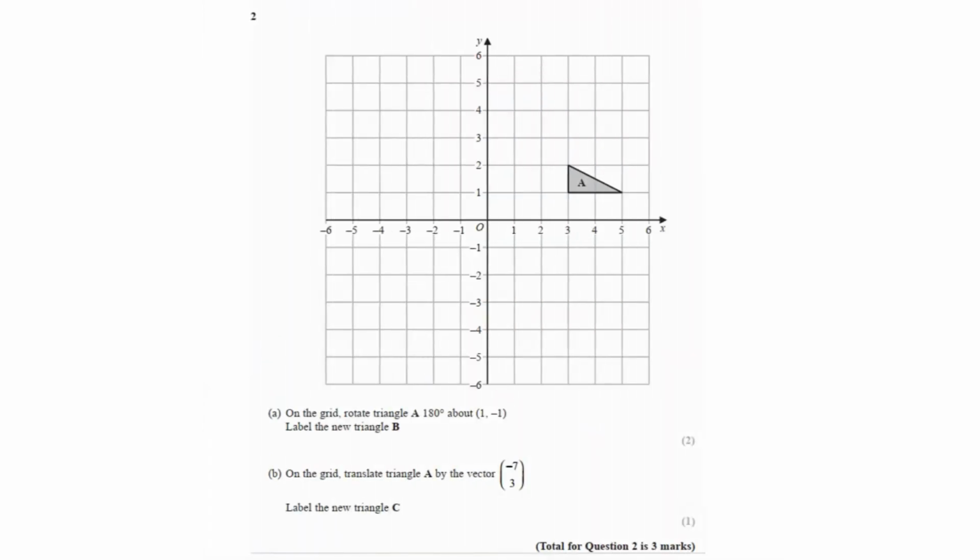Then the next question says, on the grid, rotate triangle A 180 degrees about the center 1, -1, and label the new triangle B. So previously we did enlargement and translation. Now we're going to do rotation. So first we need to mark our center of rotation, which is 1, -1. So 1, -1, that's over here. And now we're rotating this 180 degrees.